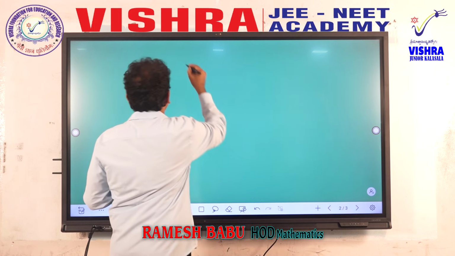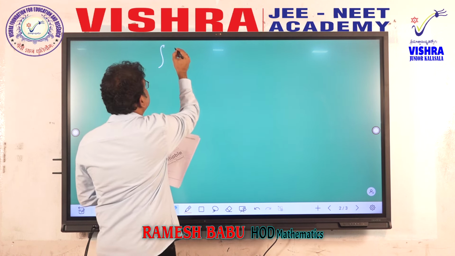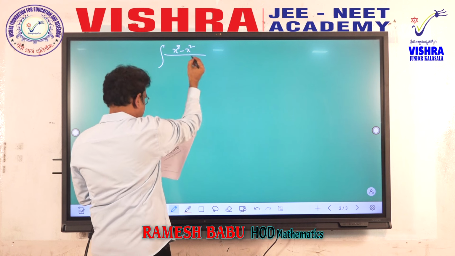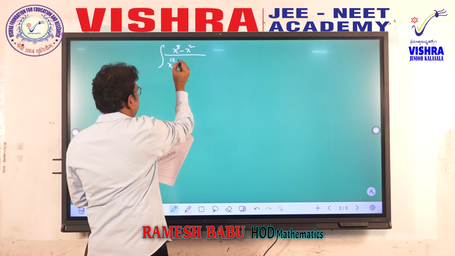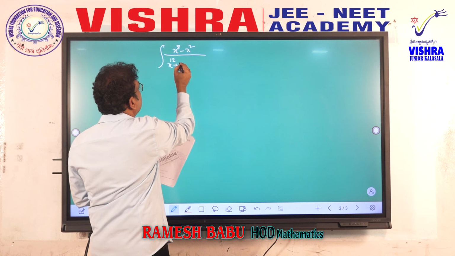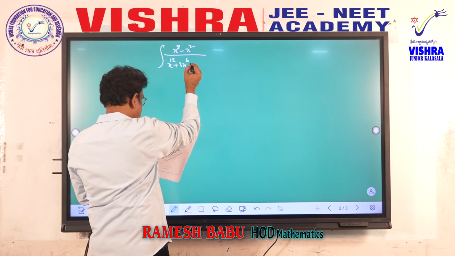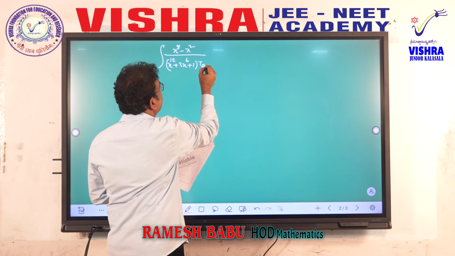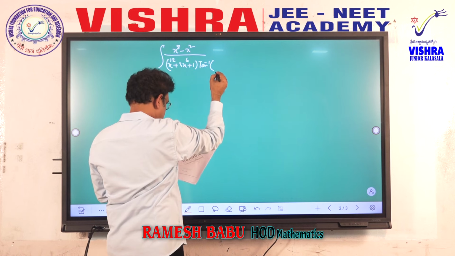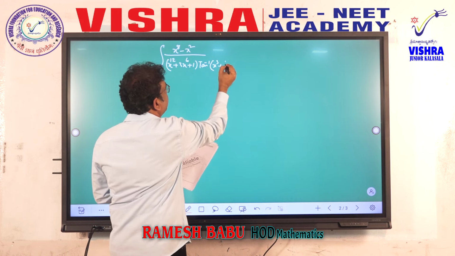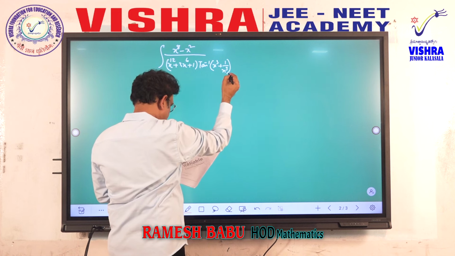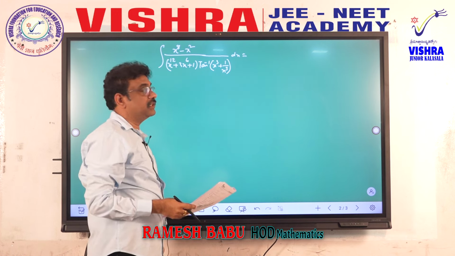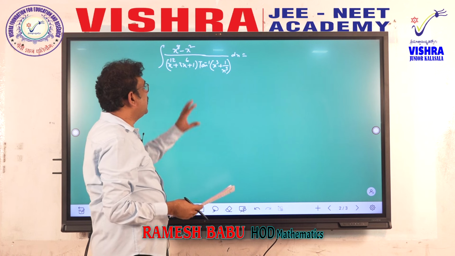So, the integral of (x^8 minus x^2) divided by (x^12 plus 3x^6 plus 1), into tan inverse of (x^3 plus 1 by x^3), dx is equal to. So, we need to find the integral value of this.